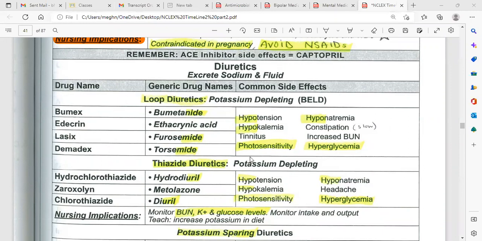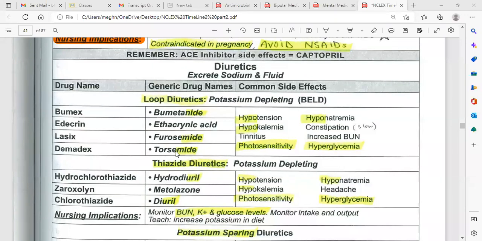Okay, so now loop diuretics, like potassium depletion. So you see the loop diuretics, the diuretics that work in the loop of Henle. Loop of Henle is a part of the nephron. Nephron is inside the kidney. So most common examples are bumetanide, furosemide, torsemide.